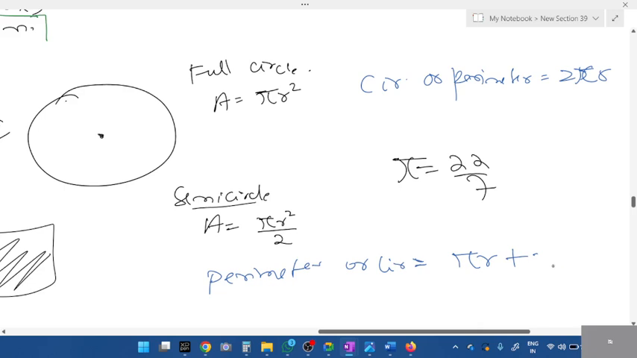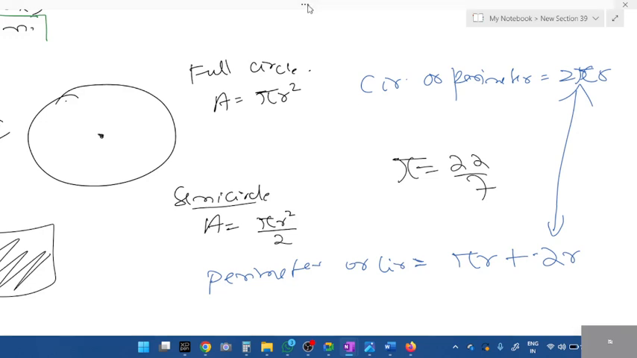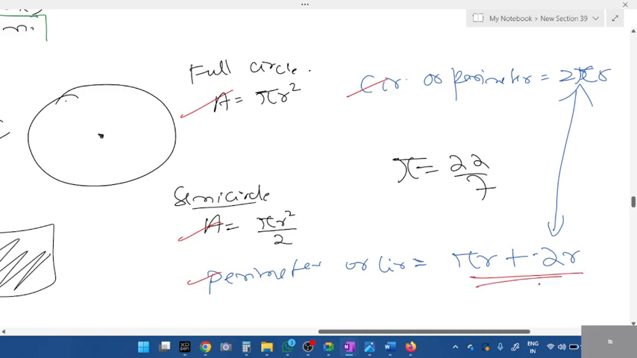Perimeter is pi r into 2r, students. Make a note of this formula. Look at the difference. For a full circle and a semicircle, it is different. Okay, you all have to practice the question. For a full circle: area, circumference. For a semicircle, area is pi r square by 2, perimeter is pi r plus 2r. Write this.